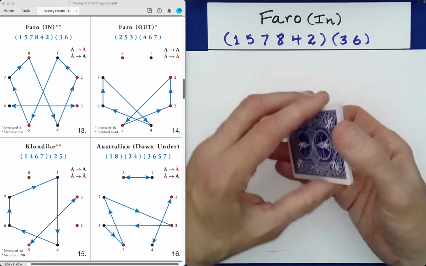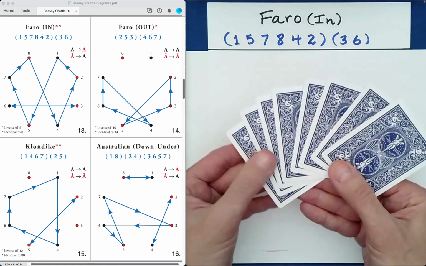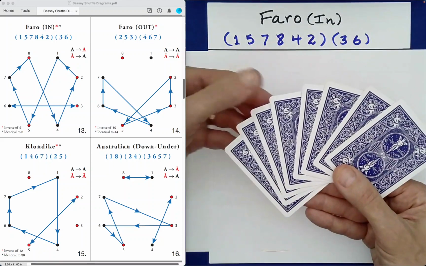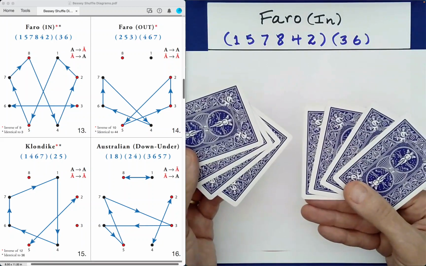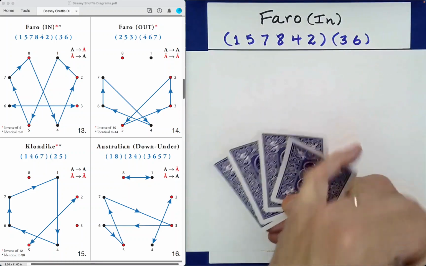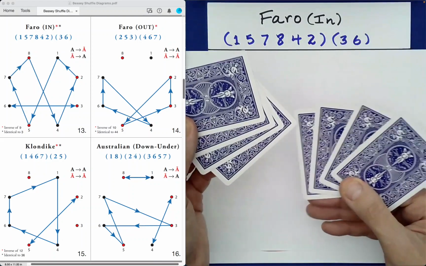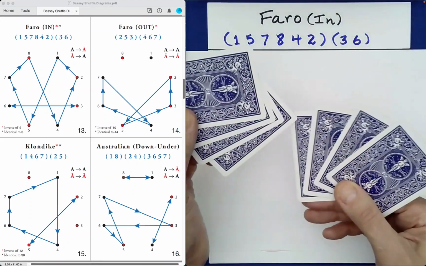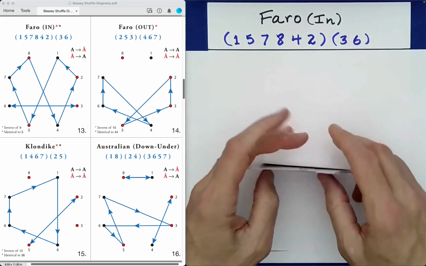So how the Faro in shuffle works is you just fan out the cards, and note that this is the top card here, of course. So what we're going to do is grab the bottom half of the packet. Now for a Faro in, what needs to happen is the top card here needs to go underneath the top card on the left. And we'll do that by having the one on the right lower than the one on the left. And then you just perfectly interlace them. That's all we're doing. That's the Faro in shuffle.